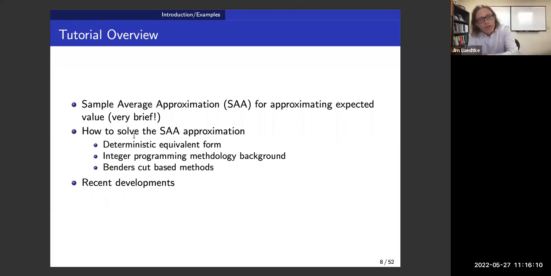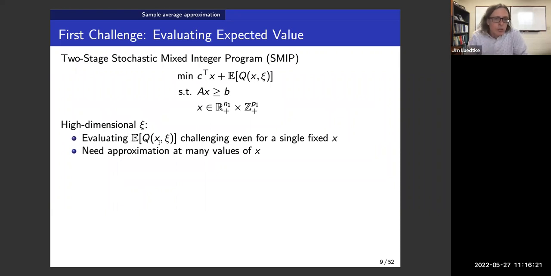And so then we'll move on to the methods for solving that approximation, this sample average approximation. And if I have time, I can talk about a little bit of recent developments as well. So in terms of approximating the expected value.